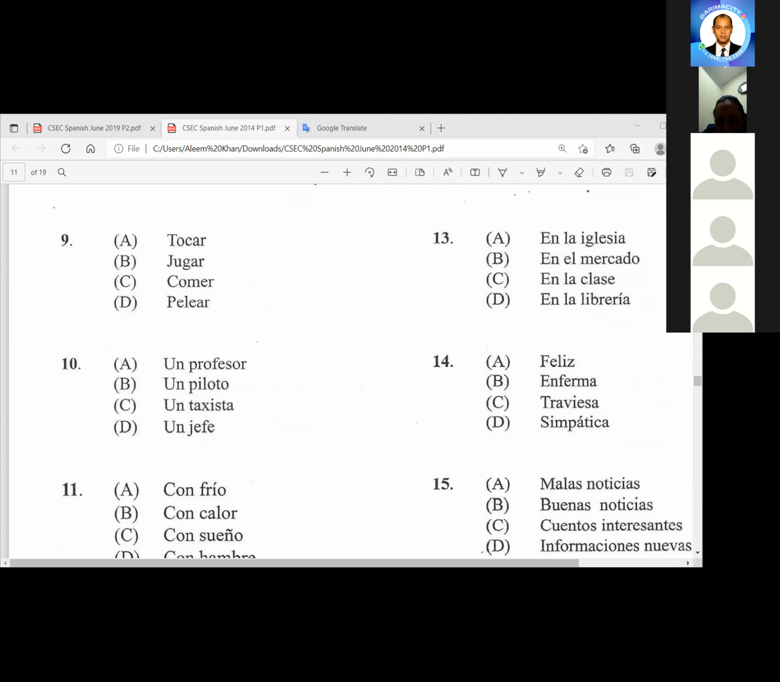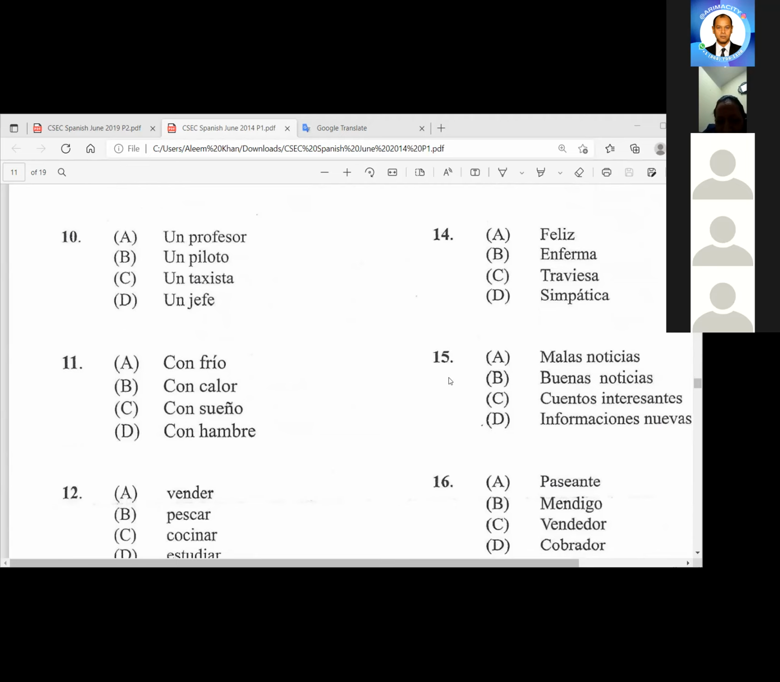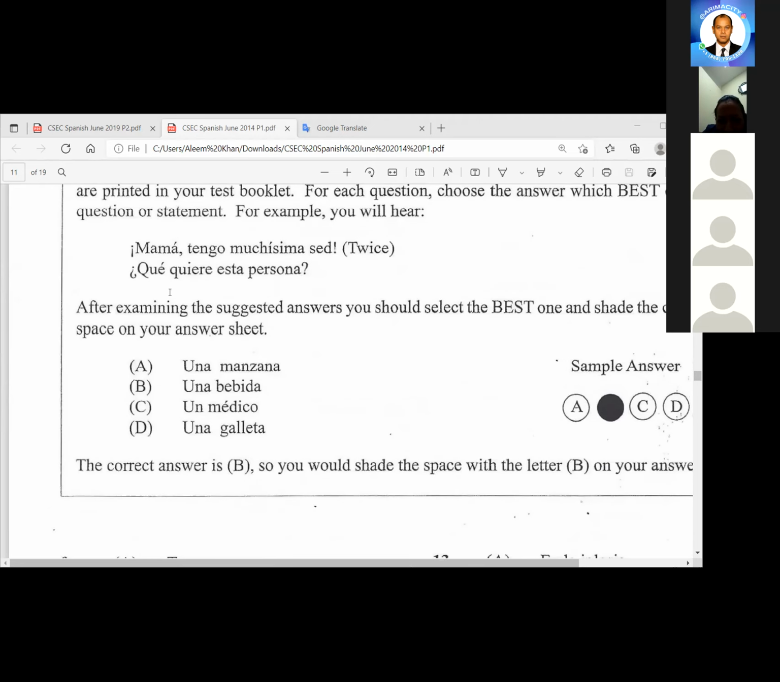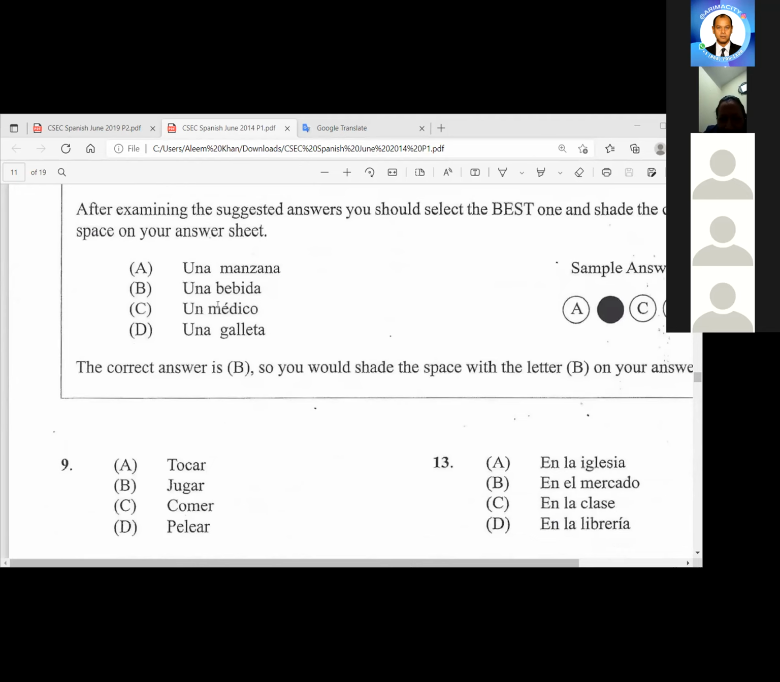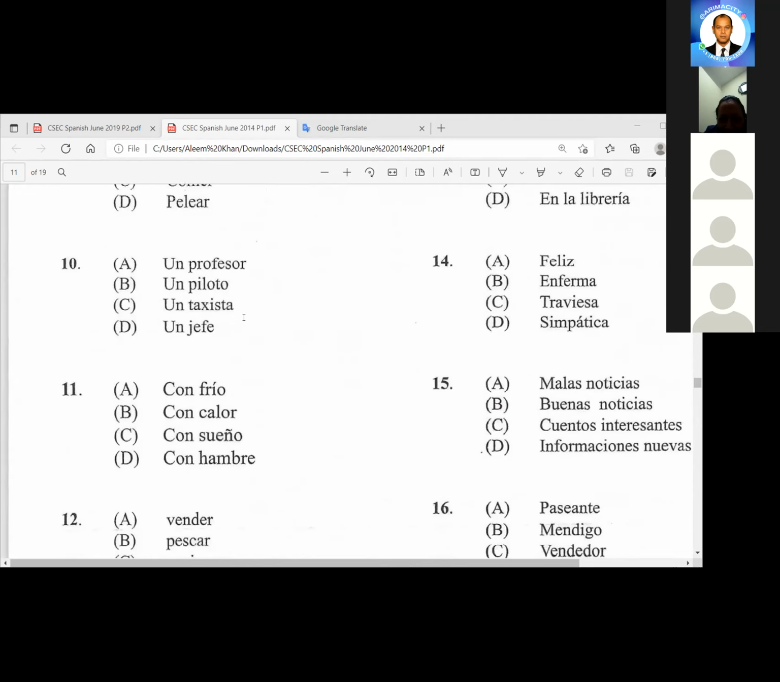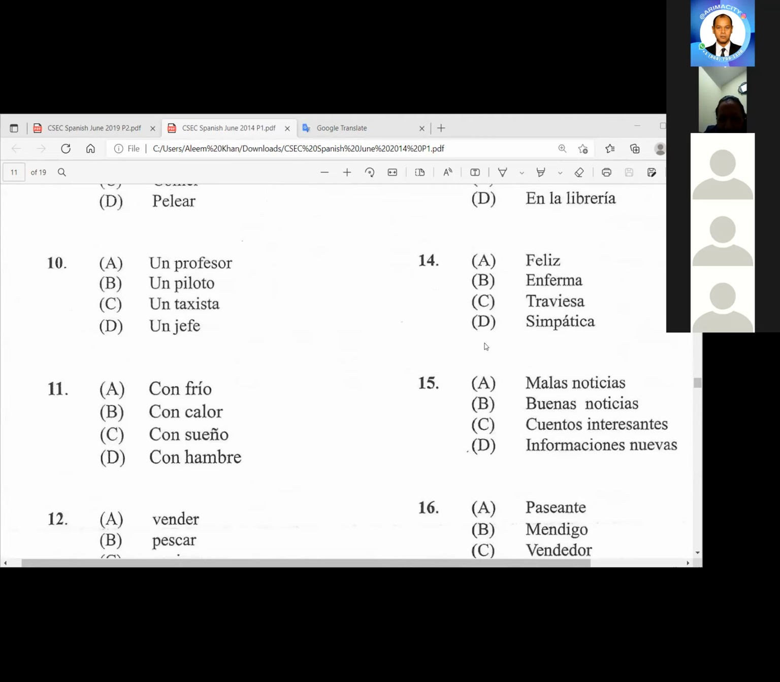Kelsey, you wanna try the next one? All right, sure. So you understand the instruction? I just joined, so I didn't hear it. I'll give it quickly. The instruction is you will hear a sentence twice, and then you shade the right answer. So, for example, you will hear "Mama, tengo muchísima sed," and then you will hear a question: "¿Qué quiere esta persona?" And then you choose the right answer: A, B, C, or D. Okay, so we are on 14.